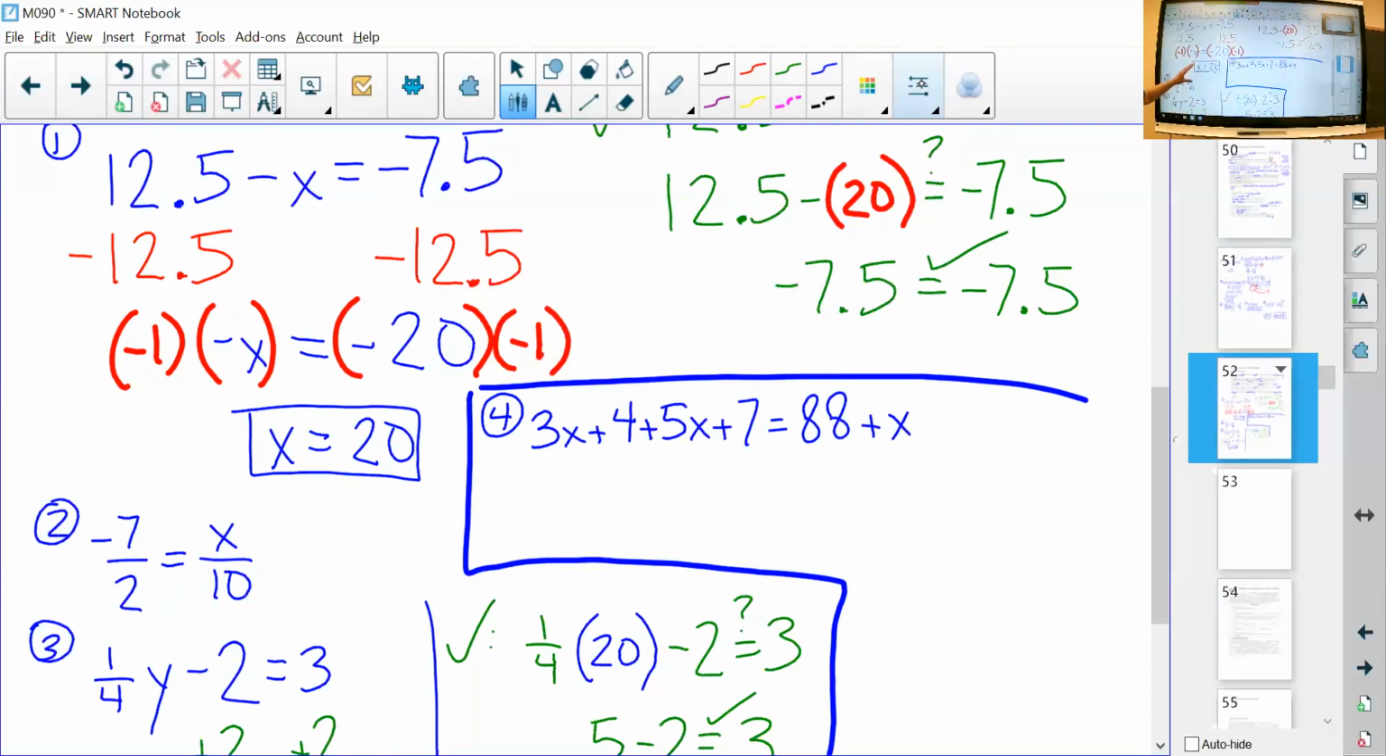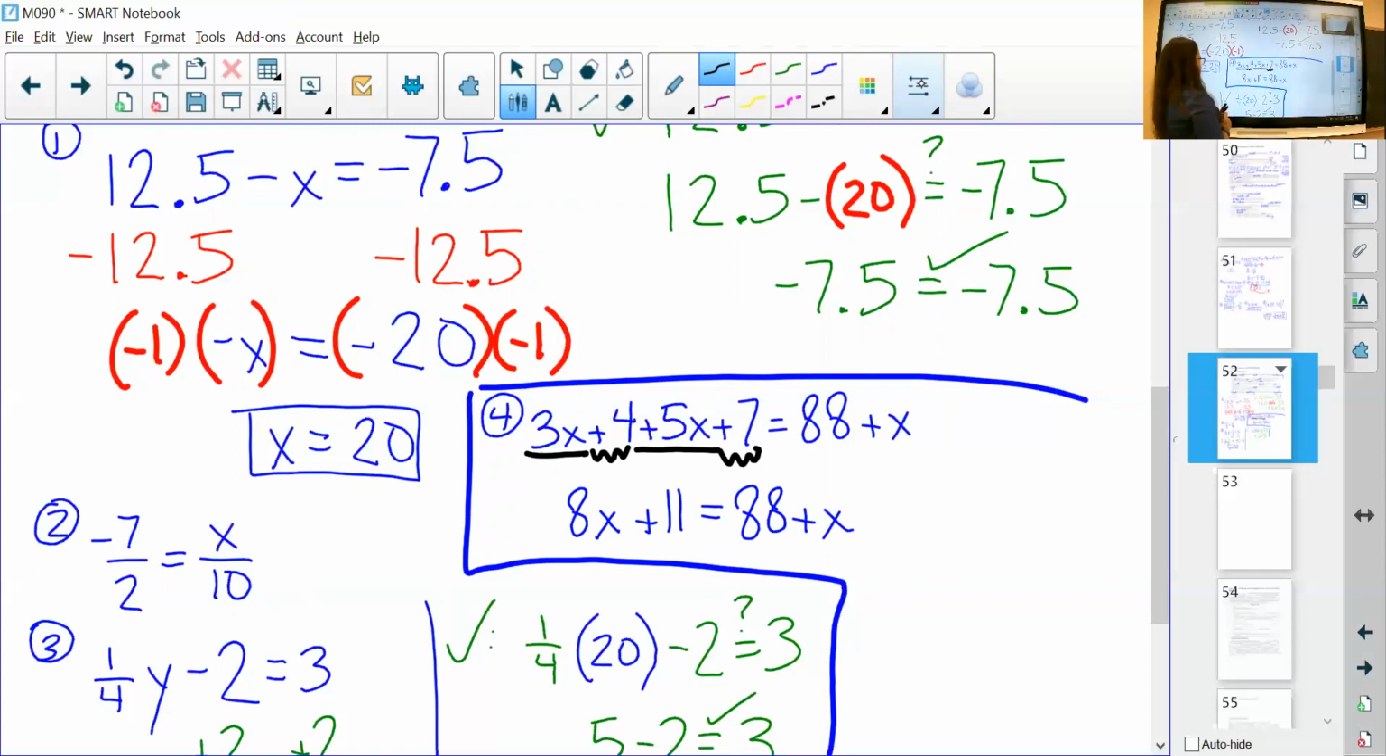So far we haven't had to do step 1 of combining like terms. Now we do. Now we have like terms. And technically we actually can do this a couple different ways. So let's see 2 ways to do this. The first way is I'm going to combine like terms. I notice that 3x plus 5x can be combined. I notice that plus 4 and plus 7 can be combined. And over here, there's really not much to do. So I can turn that into 8x plus 11 equals 88 plus x.